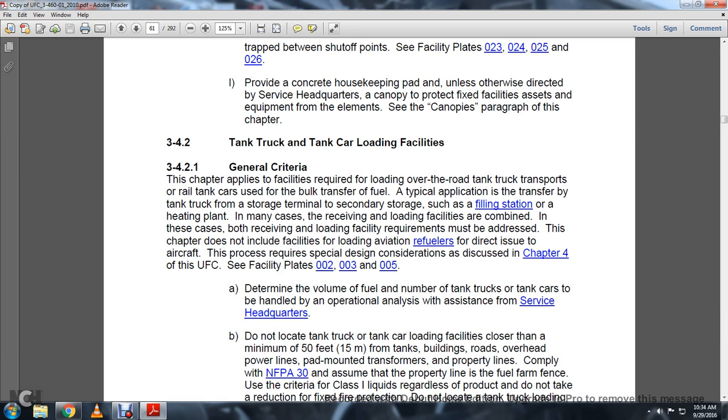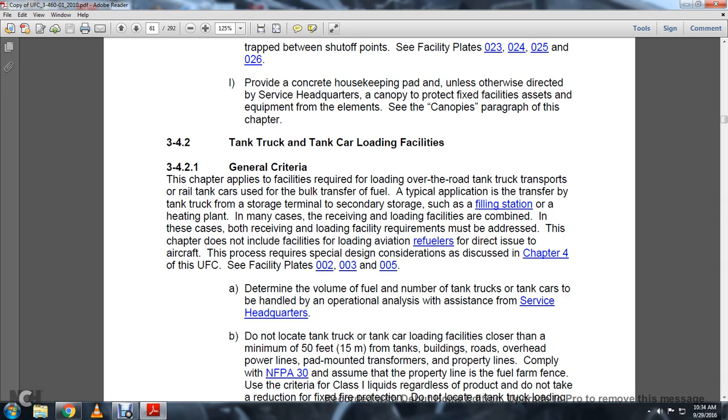3-4.2 Tanker truck and tanker car loading facility. 3-4.2.1 General criteria. This chapter applies to facilities required for loading over-the-road tank trucks and rail tank cars used for the bulk transfer of fuel. A typical application is the transfer from a storage terminal by tank truck to a second storage, such as a filling station or a heating plant.